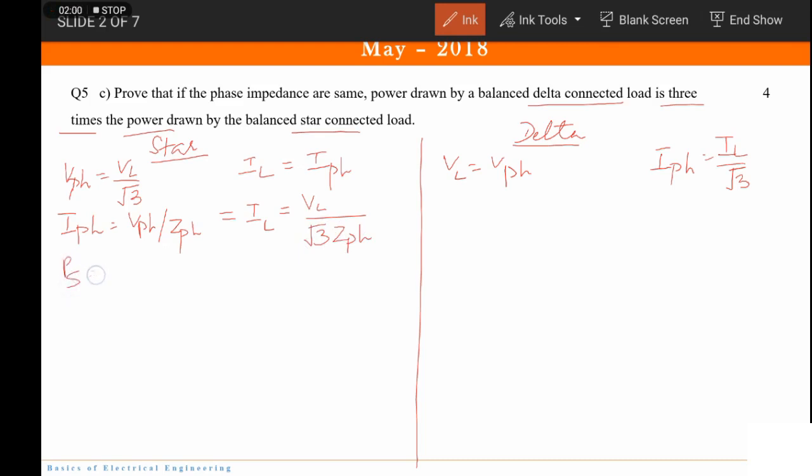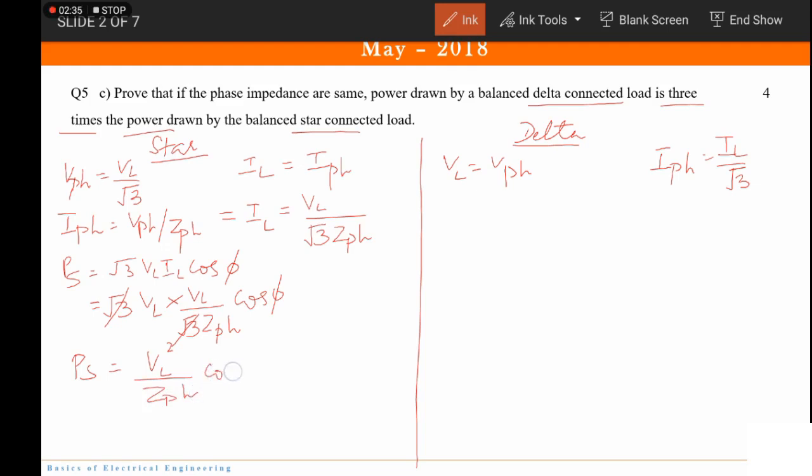Now let us calculate the power. Say PS represents the power in star connected load. So it will be root 3 times VL IL cos phi. We just have to put the values. Correct? Root 3 gets cancelled and we get PS is equal to VL square upon ZPH cos phi. Let this be equation number 1.